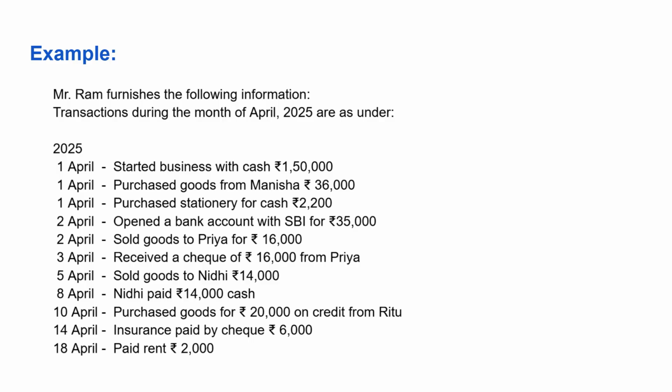1st April, purchased goods from Manisha 36,000 rupees. Here the two accounts affected are purchase account and Manisha's account. Why? Because we have purchased it on credit. It is not mentioned that we have paid, so it is assumed as a credit transaction. So the two accounts are purchase account and Manisha's account.